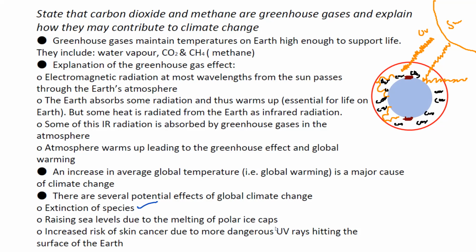The rise in the sea level, because the polar ice caps are continuously melting, and that causes the level of the sea to rise. And then an increased risk of skin cancer, because when a lot of radiation enters the atmosphere, it becomes dangerous and can cause skin cancer. So this is how methane and carbon dioxide contribute to global warming. Is it clear?